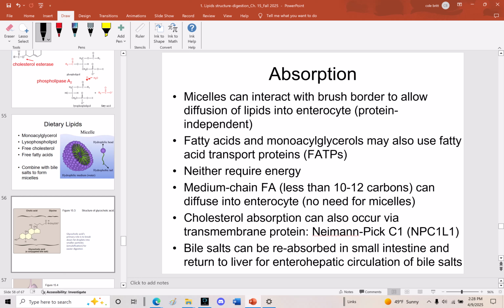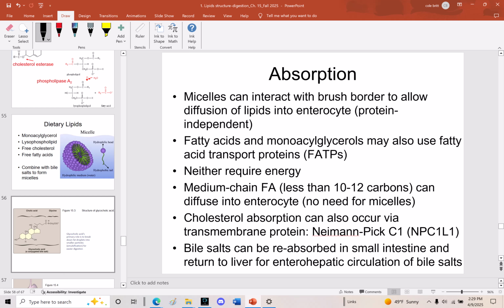But a lot of the bile will also be excreted in the feces. It's what gives your feces sometimes that really dark, sometimes that greenish color. But the bile, some of it will be excreted with the feces, but some of it will be reabsorbed and sent back to the liver, and that's called enterohepatic circulation.